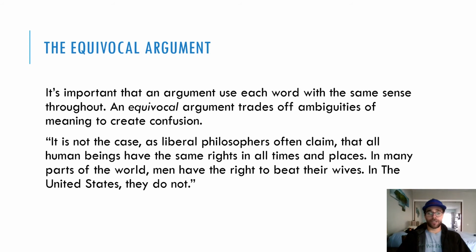So if we look at this argument: it is not the case, as liberal philosophers often claim, that all human beings have the same rights in all times and places. In many parts of the world, men have the right to beat their wives. In the United States, they do not. So here, the argument relies on us assuming that the word rights in the first and second premise mean the same thing. Human beings have the same rights in all times and places, and in many parts of the world, men have the right to beat their wives.